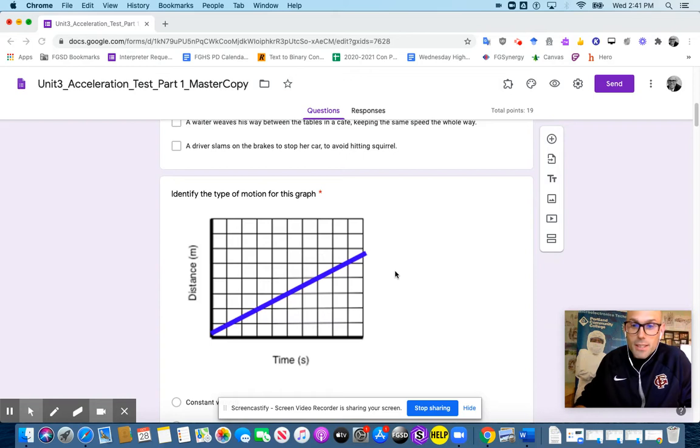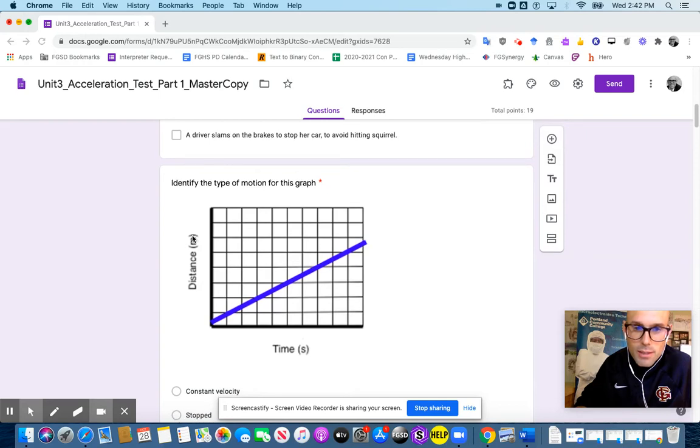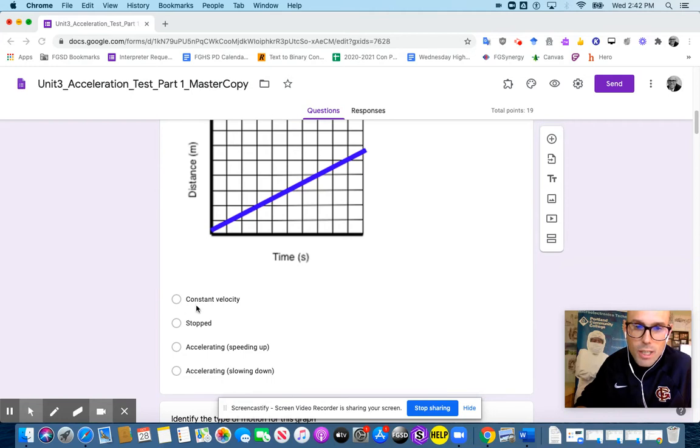you're going to do a retake, so I'm going to go over how to do the test from before. Hopefully this will help you do your retake. So here in the Unit 3 acceleration test, this is a master copy. You had a distance time graph. One of your questions was, distance time graph, identify the type of motion. Options were constant velocity, stopped, accelerating, speeding up, or accelerating, slowing down.